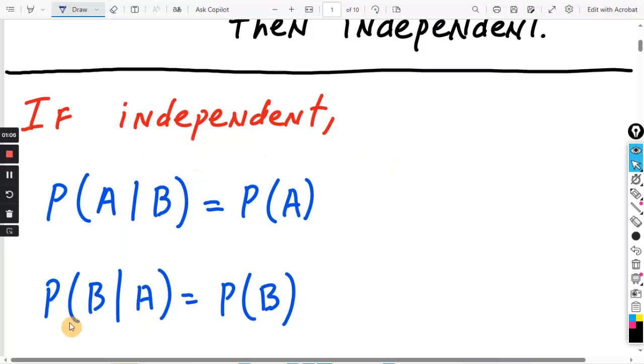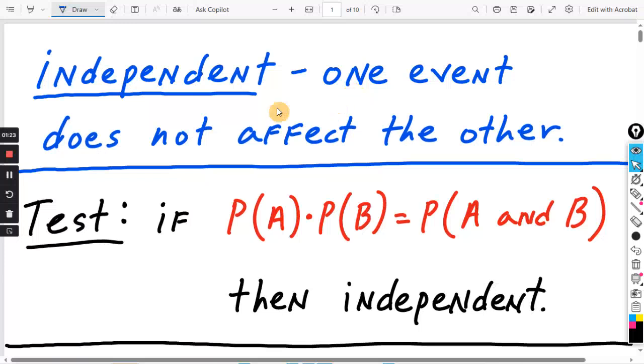The given B doesn't do anything if the events are independent. And it works the other way around as well. If they're independent, the probability of B given A is just the probability of B. The given A part does nothing because the events are independent. And we said when the events are independent, the outcome of one does not affect the other.